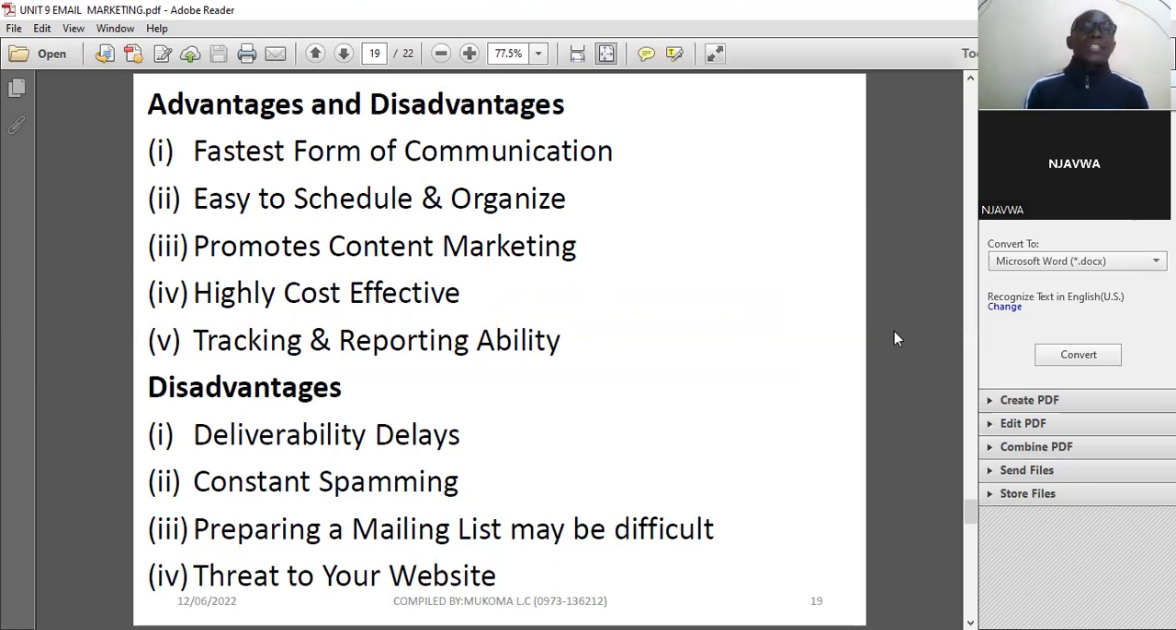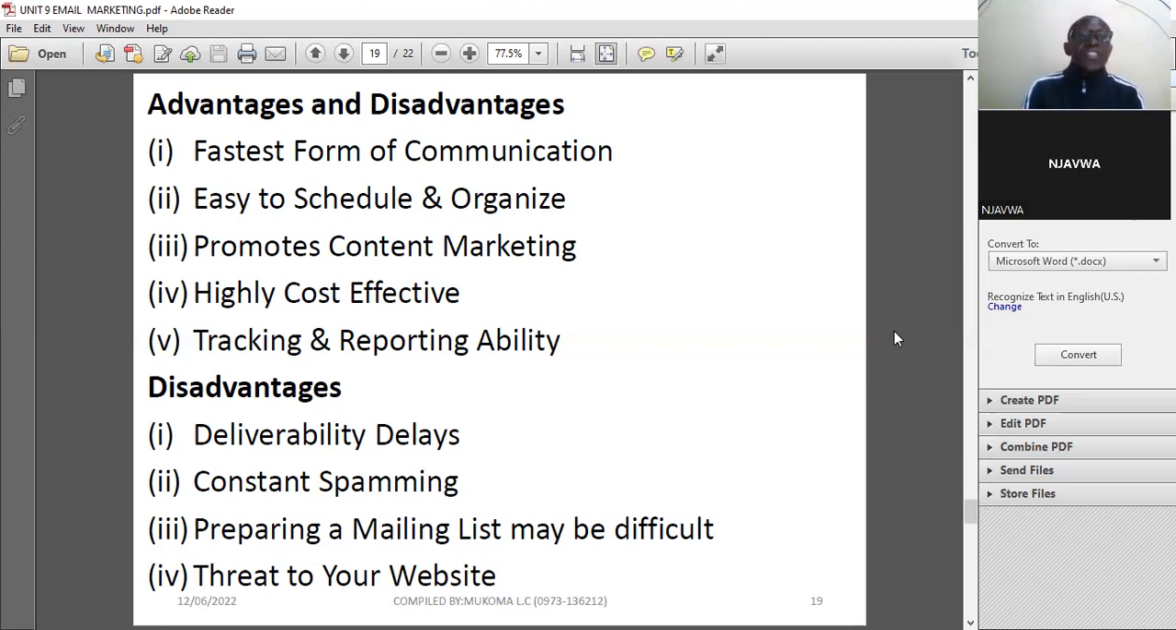Let's look at the advantages. Fastest form of communication. They are very fast, easy to schedule or organize. Promotes content marketing. You're able to explain and promote a product. Highly cost effective. You can just type one email. If you are sending the same information to 50 people, you just say copy, bulk messages, it goes. You are able to track and report, as we noticed.